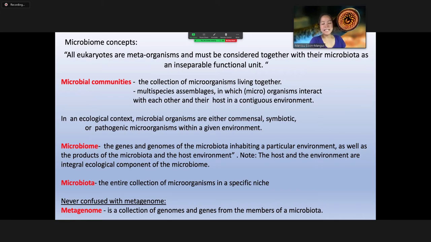So 16S amplicon sequencing is not microbiome. It's not microbial metagenome. It's basically just amplicon sequencing. Metagenome is when you actually sequence the genomes of all those bacteria and not just the 16S. That's where the difference lies, okay?